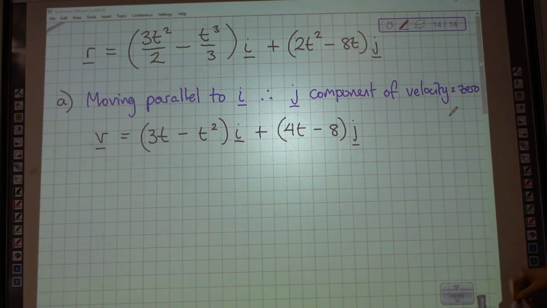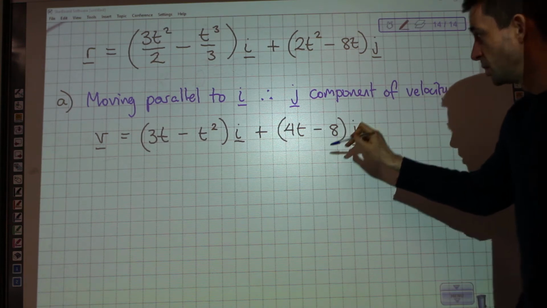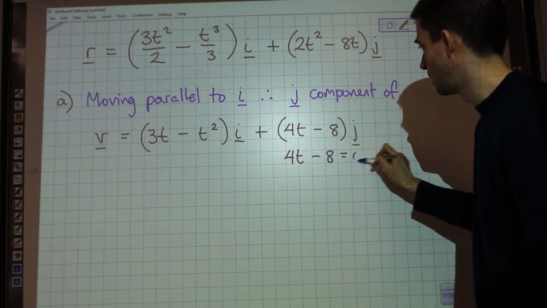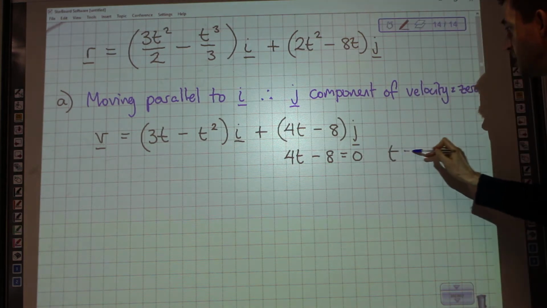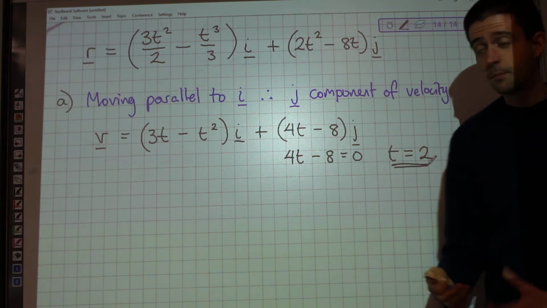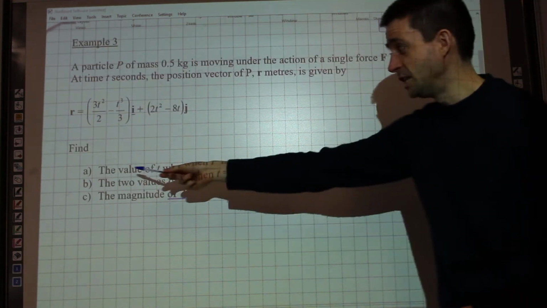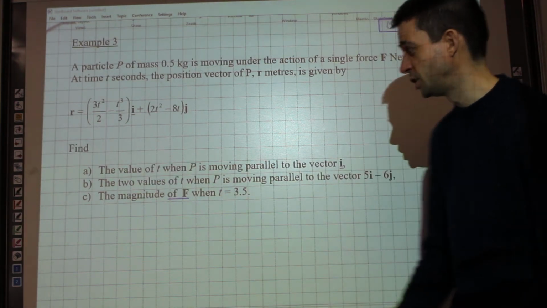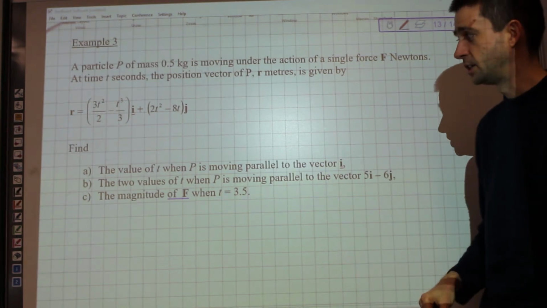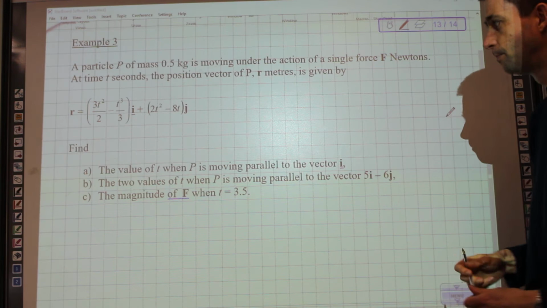So what we're going to do is we're going to say the j component is 0. There's my j component. 4t minus 8 equals 0, which means that t is 2. And I'm happy with that because going back and reading the question, it asked me for the value of t, so just thinking about strategy, value, there's only one, when P is moving parallel to the vector i, and I've got one satisfactory solution. Happy days.